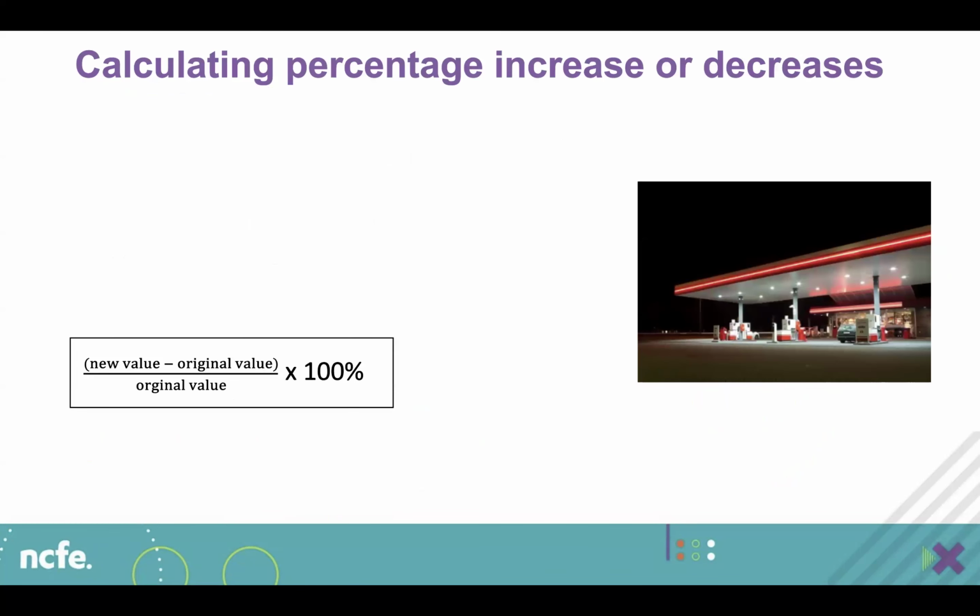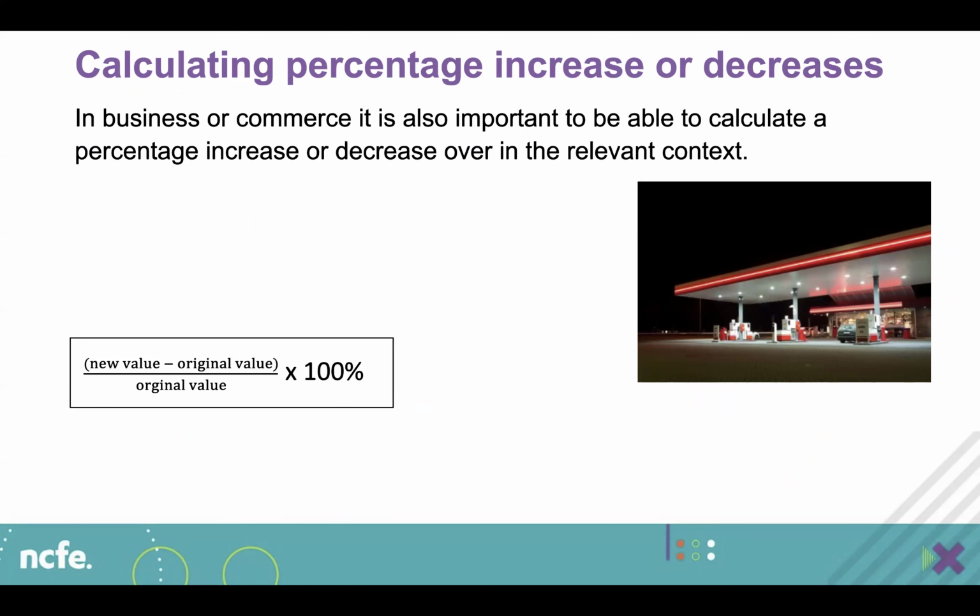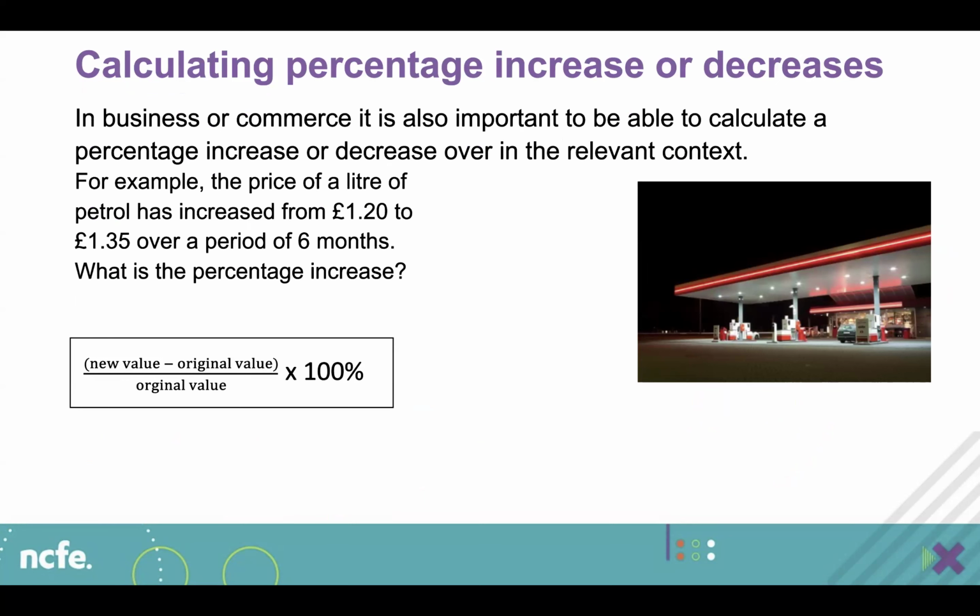So calculate a percentage increase or decrease. So this is the formula of calculating percentage increase or decrease. In business or commerce, it is also important to be able to calculate a percentage increase or decrease in the relevant context. For example, the price of a litre of petrol has increased from £1.20 to £1.35 over a period of 6 months. What is the percentage increase?